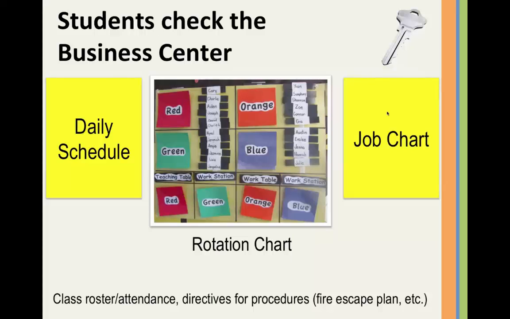But the business center is for management only. Nothing about instruction, nothing about content, vocabulary, words. But you're going to see some examples in a moment where the teachers have mixed a focus board on curriculum with their management information on a business center, and I'll talk you through that.